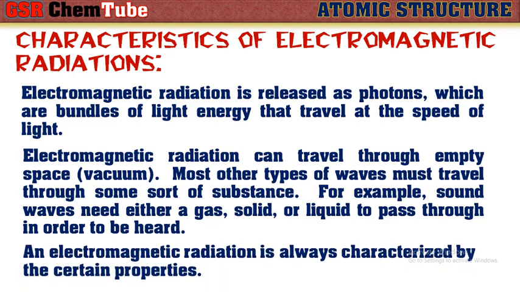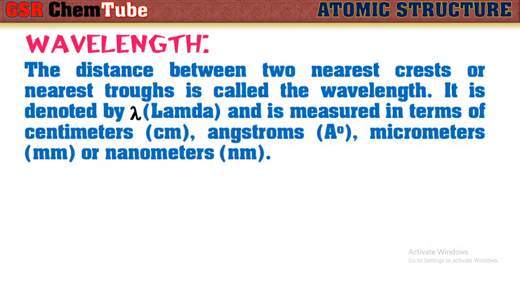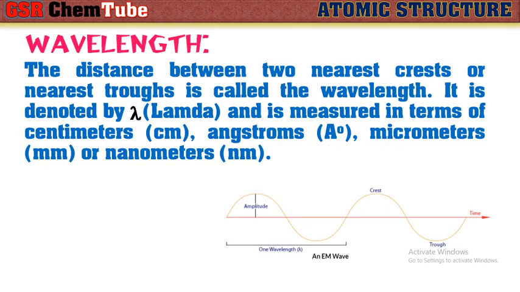An electromagnetic radiation is always characterized by certain properties. Let us see those here. One of them is wavelength. The distance between the two nearest crests or nearest troughs of a wave is called its wavelength. Here we can see the picture of a wave. Here this is called crest and this is called trough. To say from here to here, a complete wave represents its wavelength. And it is denoted with the symbol lambda.